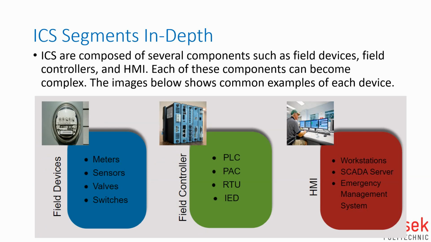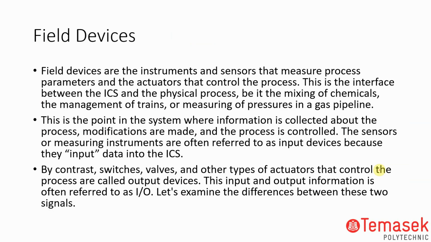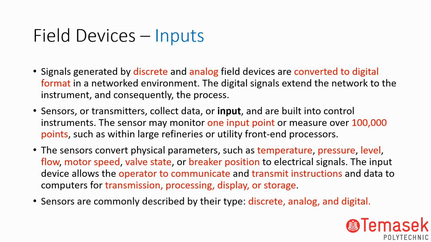Next, let's look into a different kind of field device. Field devices can have meters, sensors, valves, switches. A controller can have these names: PLC, PAC, RTU, IED, and then HMI can be workstation, SCADA, emergency management system. Let's take a look at a little bit more detail. So a few devices, right? We mentioned just now for inputs or whatever. And take a look at the signal. Now we are looking at the signal itself.